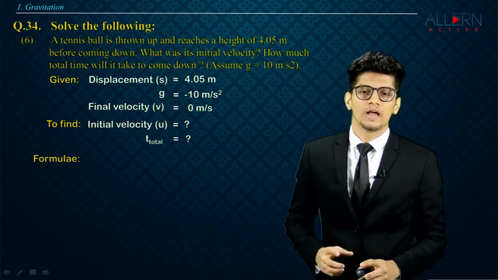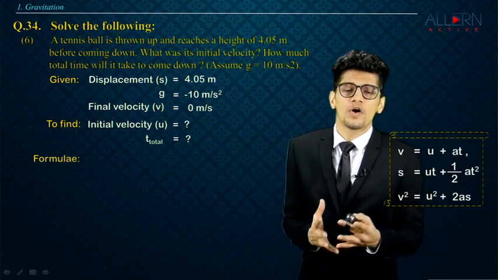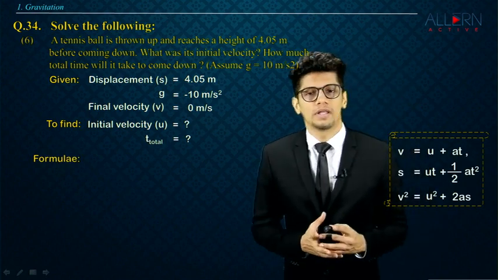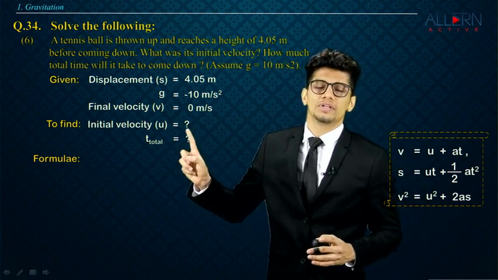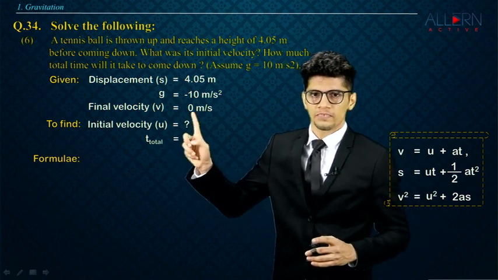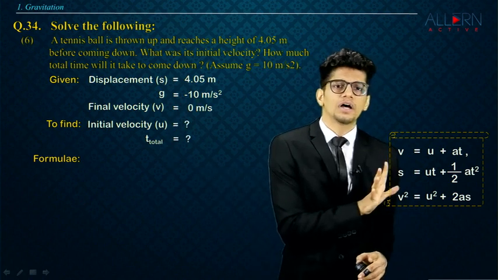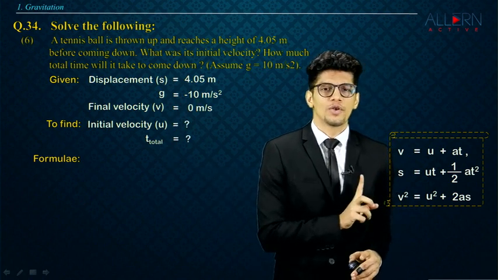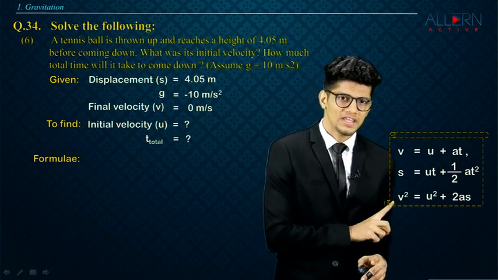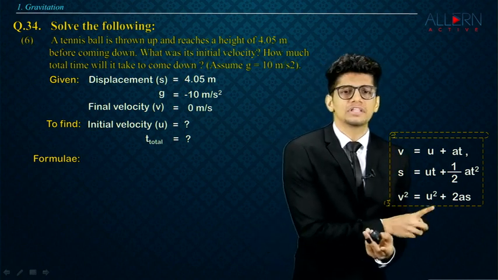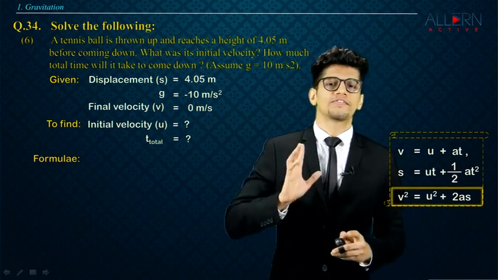Now we have three formulae. So which formula do we use out of these three formulae? We have to find the value of u. Let's see what all values we have. u, v, g, s. Is it there in the first formula? No. Second? No. Third? Yes, right? v, u, a, that is nothing but g, and s. So we'll use the third formula first.